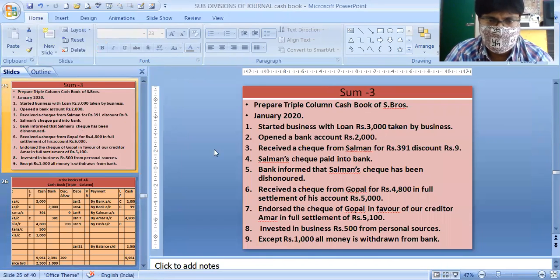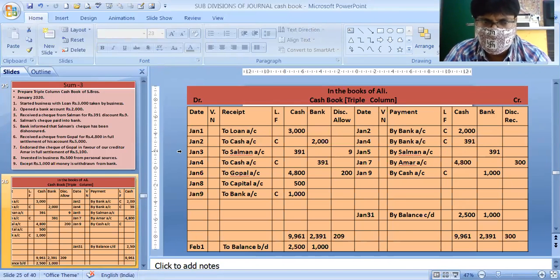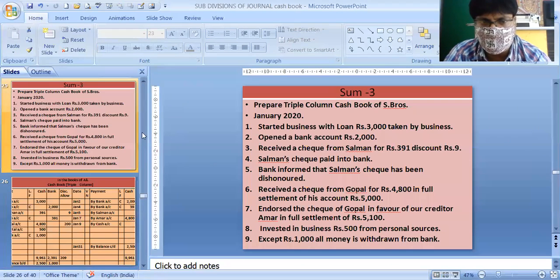Next entry is received a check from Salman for rupees 391, discount rupees 9. When we receive check, we write to Salman. In the bank column, we should have written, and discount allowed is 9. We are not writing in bank column because there is one more entry for Salman. Salman's check paid into bank.